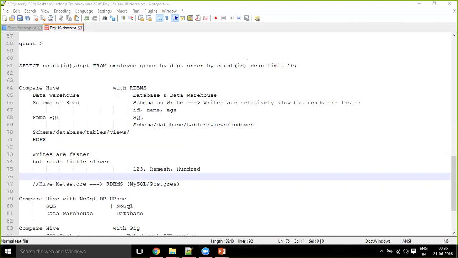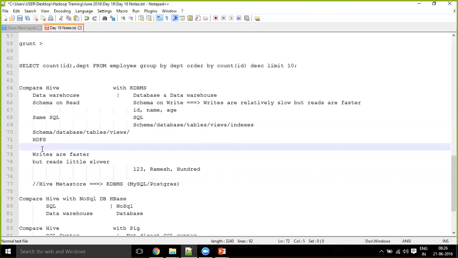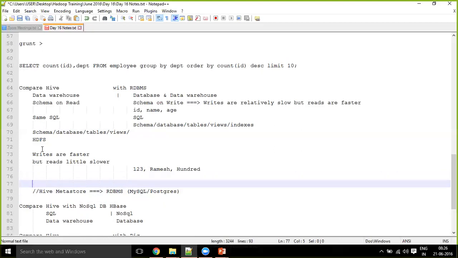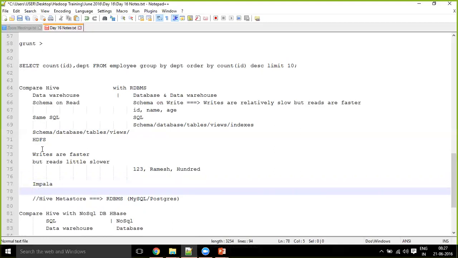So Siva, what is the solution for slowness? I'm worried now because Hive is reading the data records. There is a solution. People will not sit silent, right? They go and find the solutions. For that question, the answer is simply Impala. Impala. Okay, I was hoping for that. Perfect.